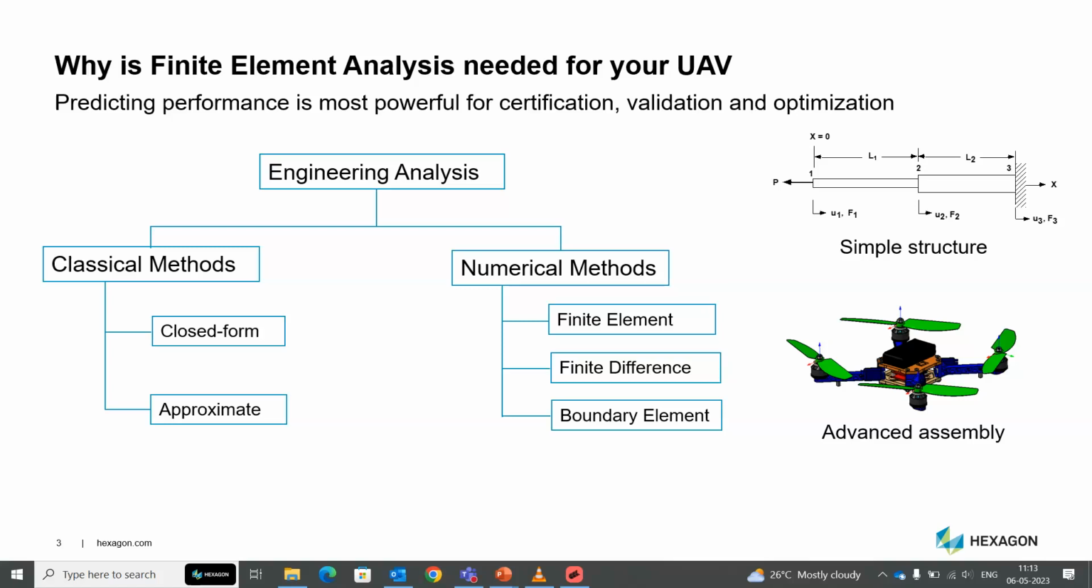Now, all of these can be scaled for simple structures. So you can see on your right top corner, it's something that you're all very familiar with, a stepped bar. You can easily solve this stepped bar by using closed form solution by a hand calculation. But what do you do when it starts to become very, very complex? Like, for example, one of the examples is like a quadcopter or a multi-rotor UAV platform. So this is where you begin to utilize what are known as numerical methods.